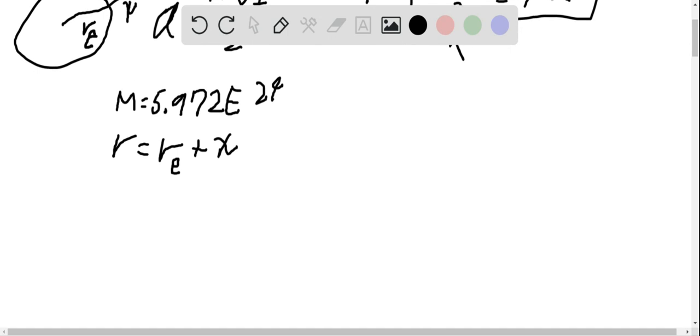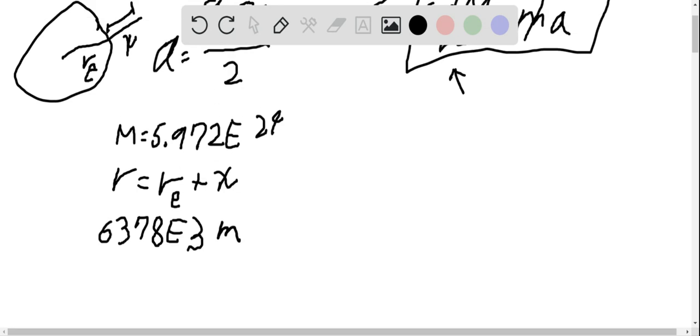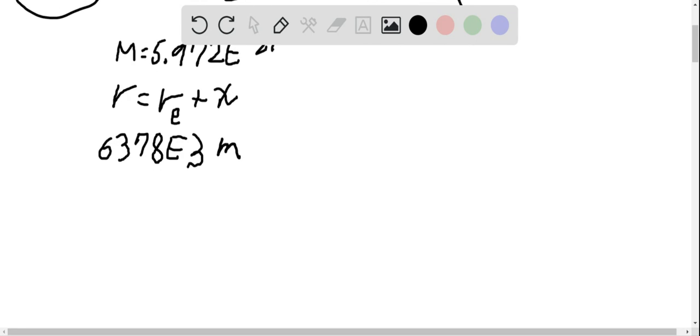So the radius of the Earth is, if you look it up, 6,378 kilometers. So if we want to change that to meters, we just simply multiply by 10 to the power of 3 meters. Okay, now that we have our constants down, G, our gravitational constant, is 6.67 times 10 to the power of negative 11. It's a very small number.